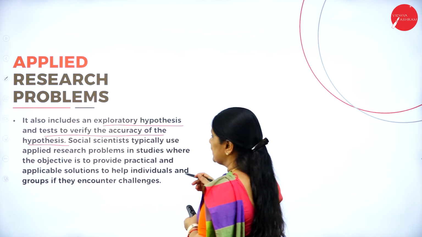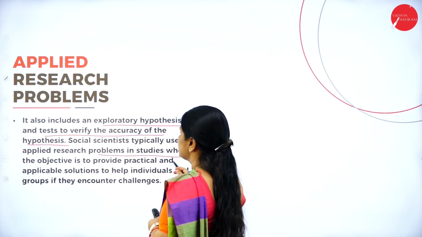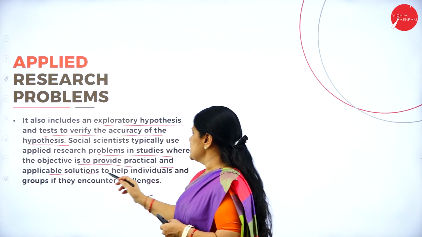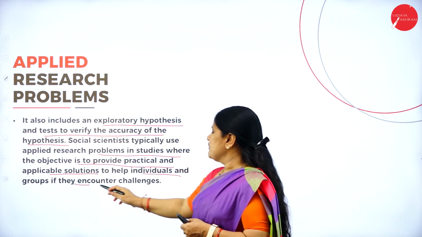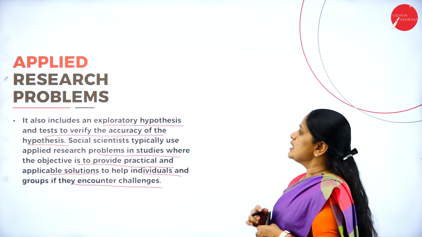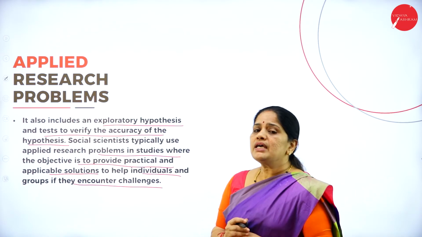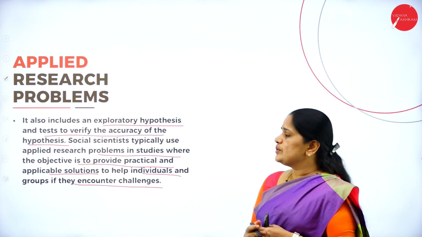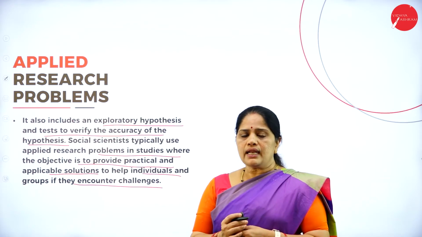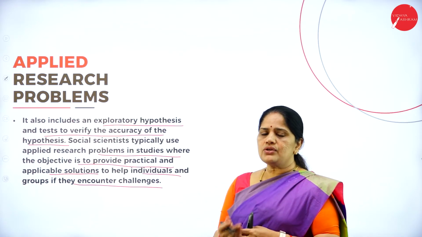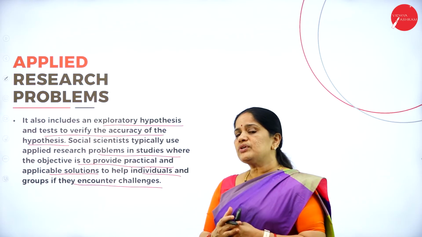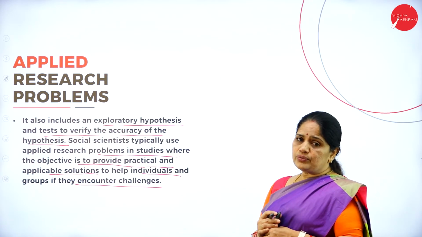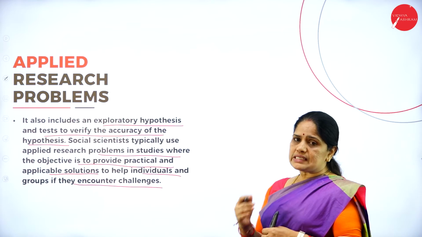Social scientists typically use applied research problems in studies where the objective is to provide practical and applicable solutions to help individuals and groups if they encounter challenges. These applied research problems include the exploratory hypothesis and test to verify the accuracy of the hypothesis. Now, if we have to find a solution to the problem, then we have to create a hypothesis, and then we have to undergo the tests of hypothesis to prove a certain point or a certain issue.